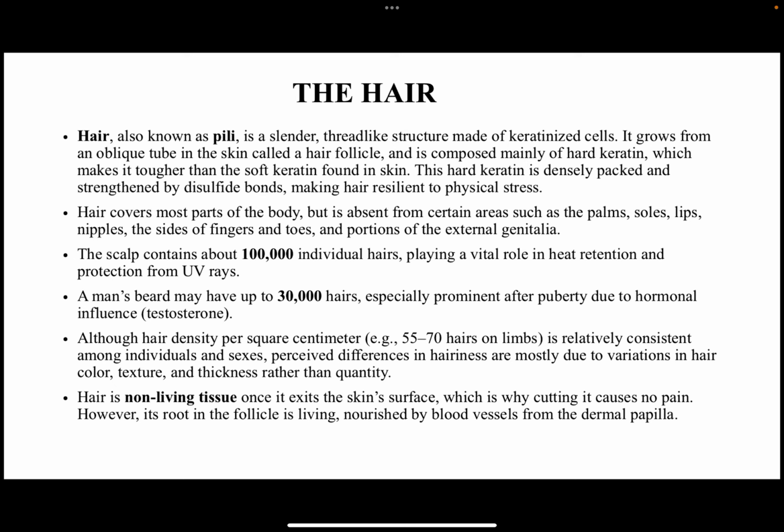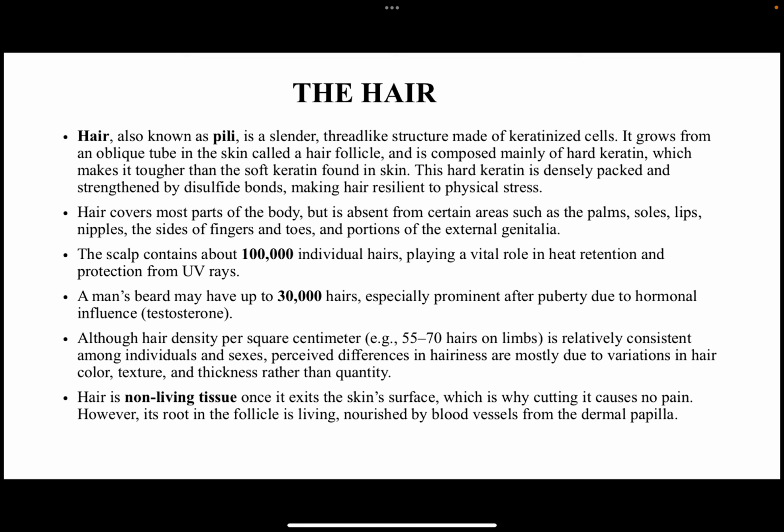Good. Now, although hair density per square centimeter, for example 55 to 70 hairs on the limbs, is relatively consistent among the sexes, if you take males and females, you realize that the distribution of hairs on their skin, like their limbs, is relatively different. There are some ladies who don't have any hair on their upper limbs and their hands. Some have hair on their lower limbs, some do not. It's relatively different, and all that is because of the differences in hormones.